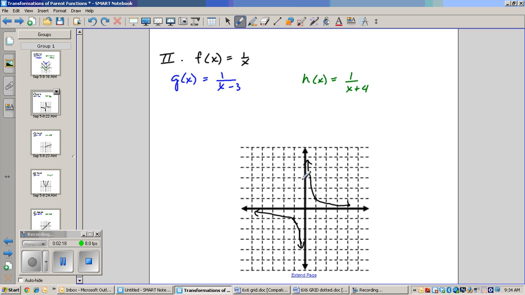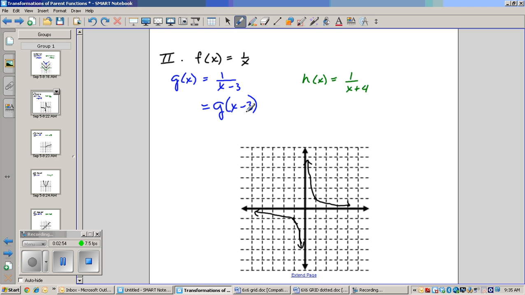Here we have y equals 1 over x, the reciprocal function. Remember, to graph the reciprocal function, we use the points 1, 1 and negative 1, negative 1, and the x and y axis as the asymptotes. Now look what happens if I write g of x, 1 over x minus 3, using f. What is in place of x? X minus 3. So this is f of x minus 3.